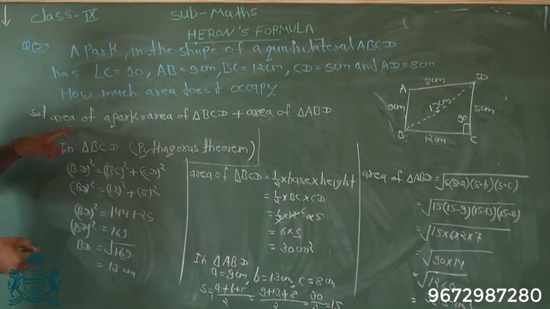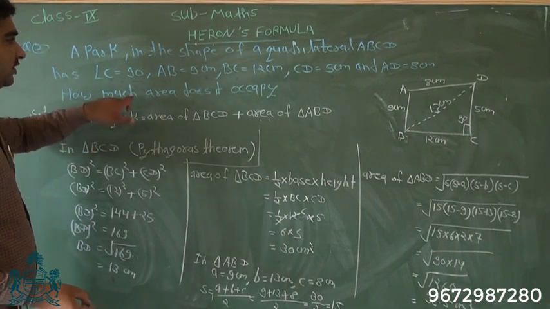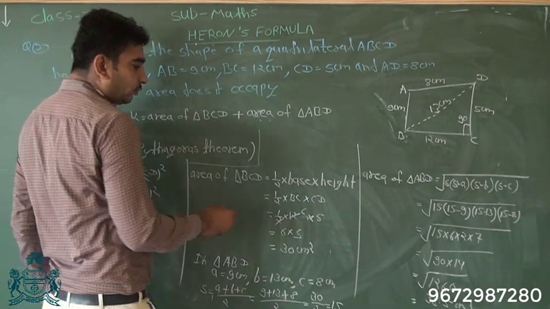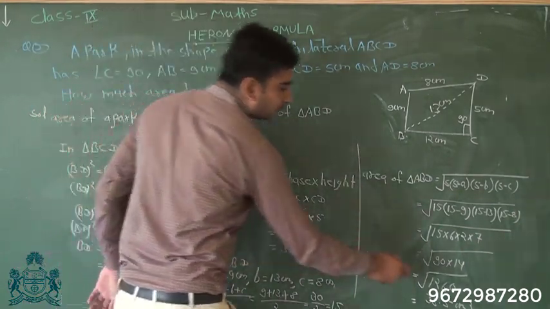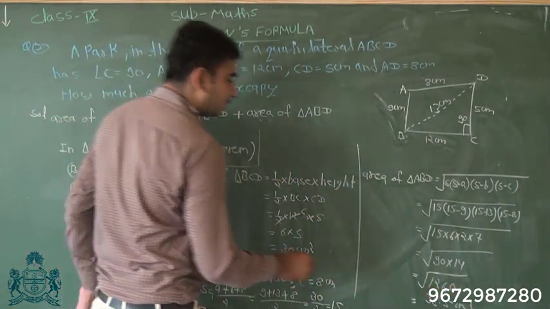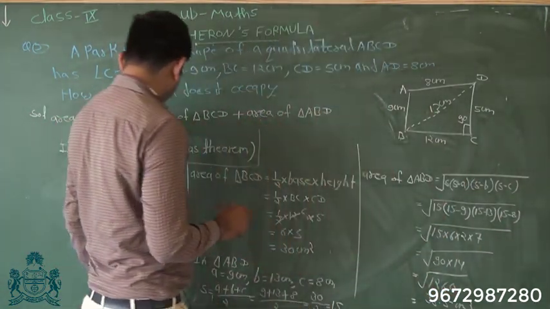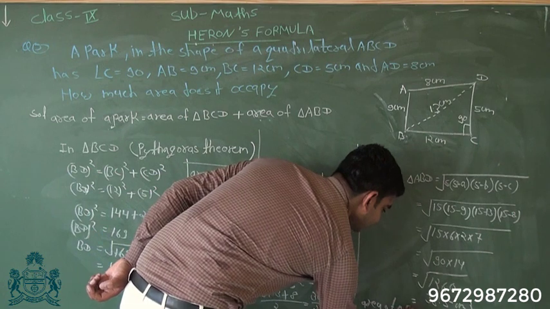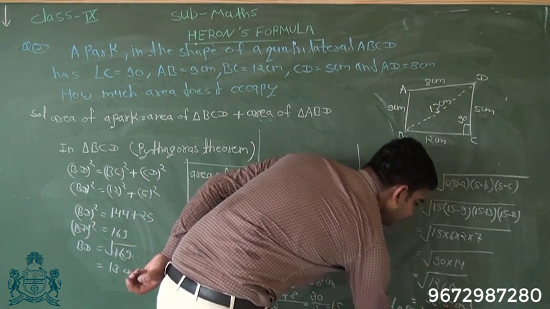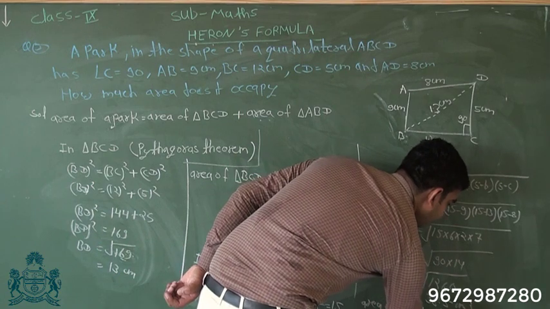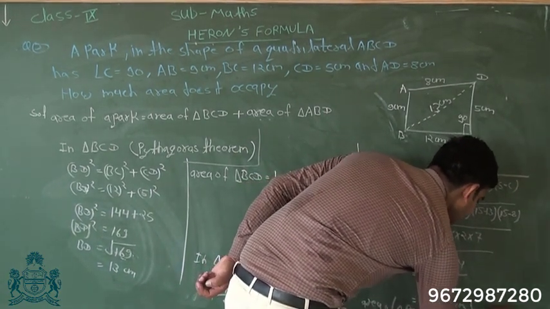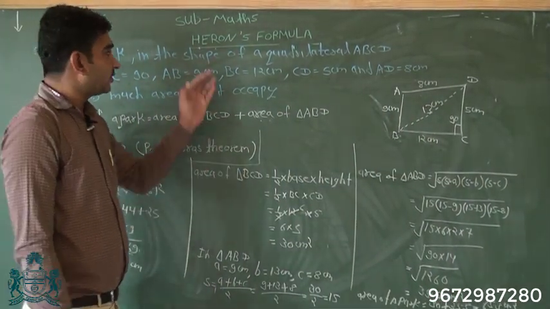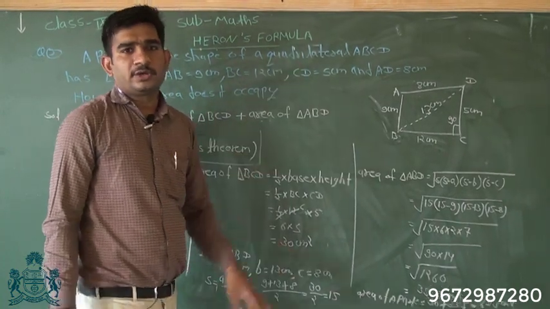Then the area of quadrilateral ABCD, the area of the park in the shape of a quadrilateral, equals the area of BCD plus the area of ABD. The area of BCD equals 30 and the area of ABD equals 35.5. Then the area of the park equals 30 plus 35.5, which equals 65.5 centimeter square. Okay. Next class we will solve questions. Thank you.